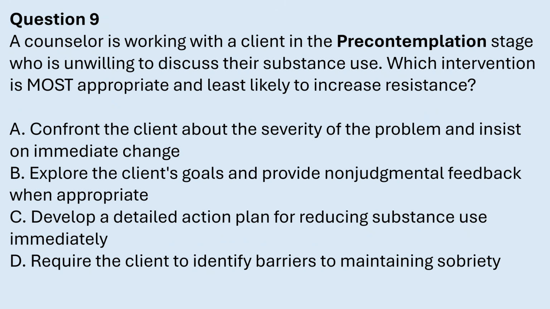Question 9. A counselor is working with a client in the pre-contemplation stage who is unwilling to discuss their substance use. Which intervention is most appropriate and least likely to increase resistance? A. Confront the client about the severity of the problem and insist on immediate change. B. Explore the client's goals and provide non-judgmental feedback when appropriate. C. Develop a detailed action plan for reducing substance use immediately. Or D. Require the client to identify barriers to maintaining sobriety.